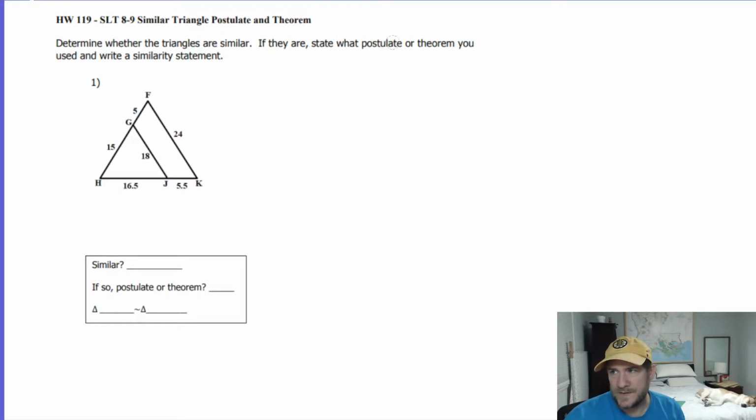And if they are, state what postulate or theorem you used, and write a similarity statement. So the postulate or theorem thing, that's our little shortcuts. We had angle, angle, similarity. That was a postulate, by the way. Then we had side, side, side, similarity. That was a theorem.